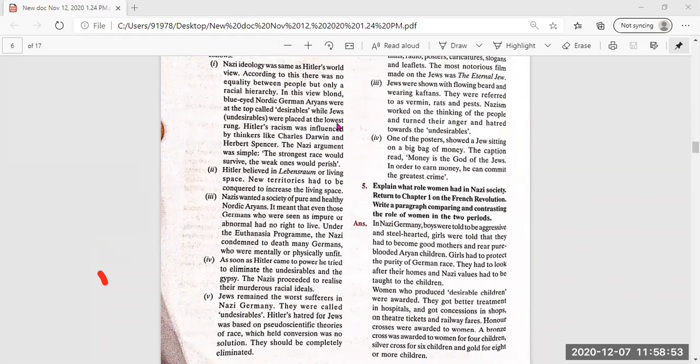Tomorrow I will start with the revision test, the written revision test, and I will give you details. Whatever I have to give you, I will give it to you in detail in the group: what type of revision test I am going to give you, and the paper pattern also. Thank you.